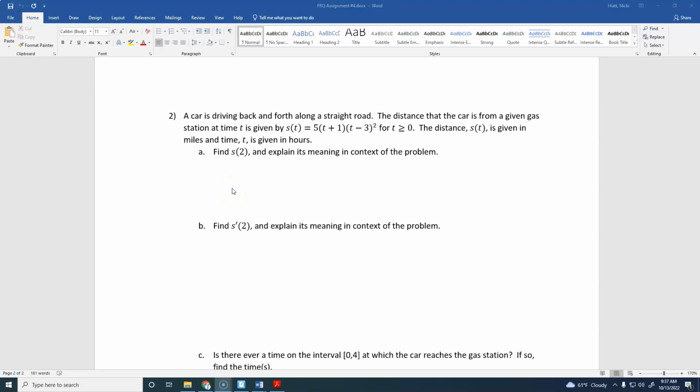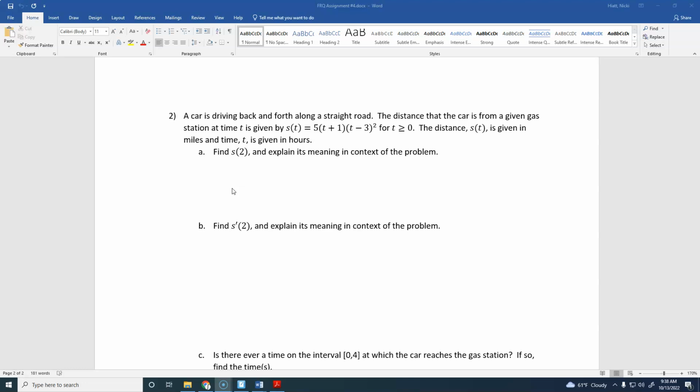back and forth along a straight road. The distance that the car is from a given gas station at time t is given by S of t equals 5 times t plus 1, t minus 3 squared, for t is greater than or equal to 0. Since the distance S of t is given in miles and time, t is given in hours.